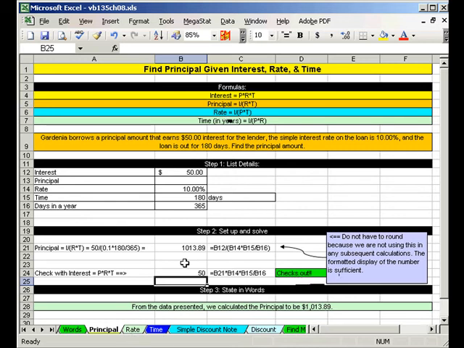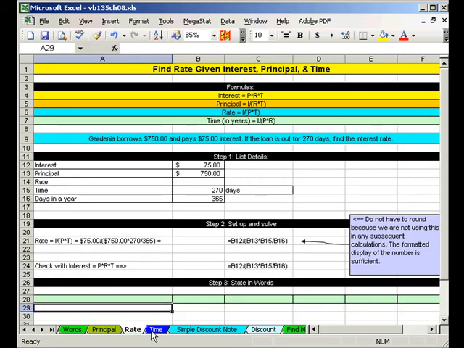All right, hey, let's go try this next one, rate. And you can see I have, again, these formulas on each sheet. I'm going to click on the sheet tab, rate. And here we're going to find the rate given interest, principal, and time. There it is, rate, the turquoise one: interest divided by principal times time. Gardenia borrows $750 and pays $75 interest. If the loan is out for 270 days, find the interest rate. This might actually happen where they say pay this amount and there's supposed to be a stated rate. But nevertheless, this could happen. Reading something about someone else who says, I paid the interest and the principal amount in this many days, and you go, hey, I can help you out. I can tell you what that rate is.